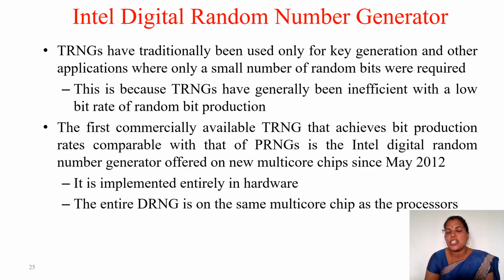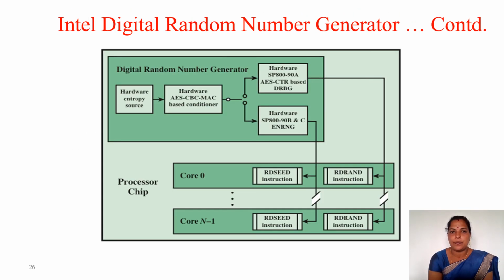The first commercially available true random number generator that achieves bit production rates comparable with that of PRNGs is the Intel digital random number generator, offered on a new multi-core chip since May 2012. It is implemented entirely in hardware. The entire digital random number generator is on the same multi-core chip as the processors.